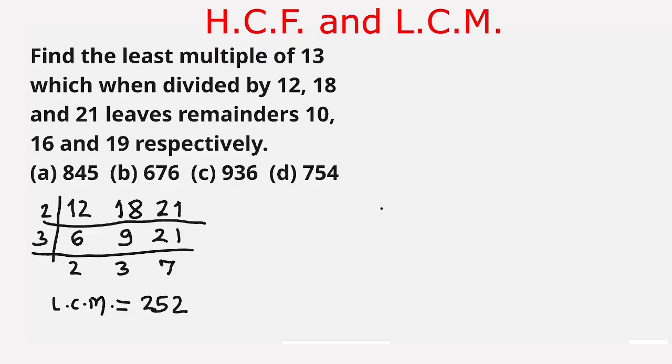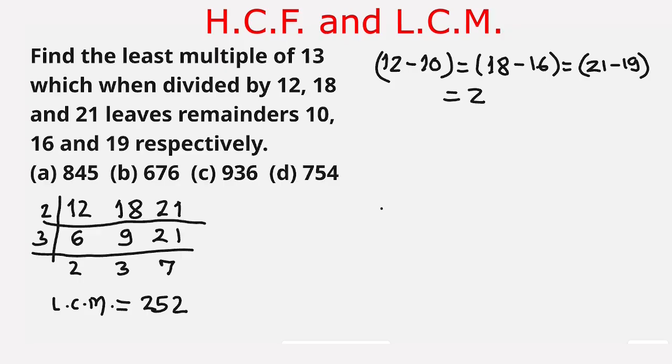Now, when we divide the number by 12, the remainder is 10. So 12 minus 10 is 2. When we divide it by 18, the remainder is 16, and 18 minus 16 is 2. And when we divide it by 21, the remainder is 19, and 21 minus 19 is 2. So this is all equal to 2.